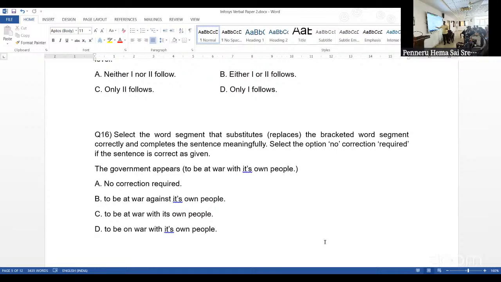Okay, to be at war, "on" is there in this place. So now, what do we say? Do we say "to be on war"? No. That means straight away this is eliminated.